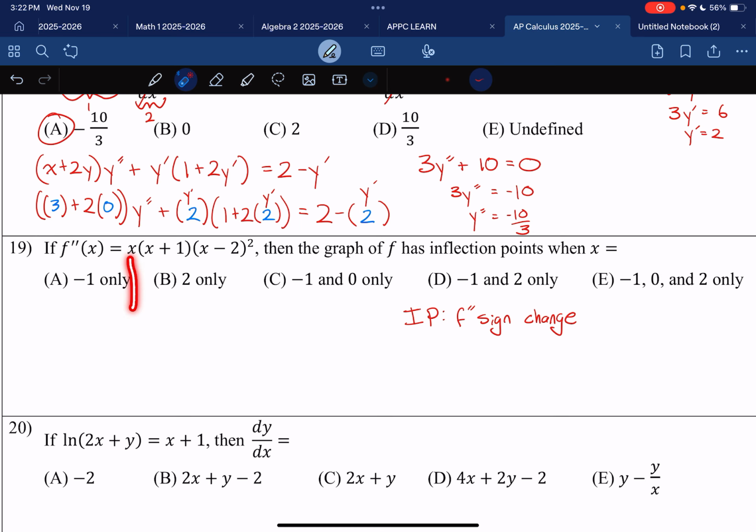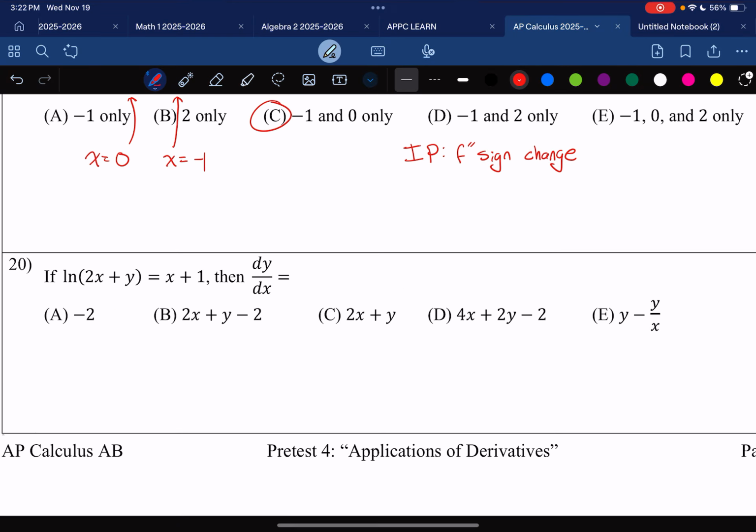When I set them equal to 0, this one, here I'll even write in pen, this one will give us 0, and this one up here will give us x is equal to negative 1. So those are the only two values that will change signs because their factors have odd powers. So 0 and negative 1 is option C. The correct answer for number 19 is C. You have to do very little writing, very little thinking. It's kind of fantastic.